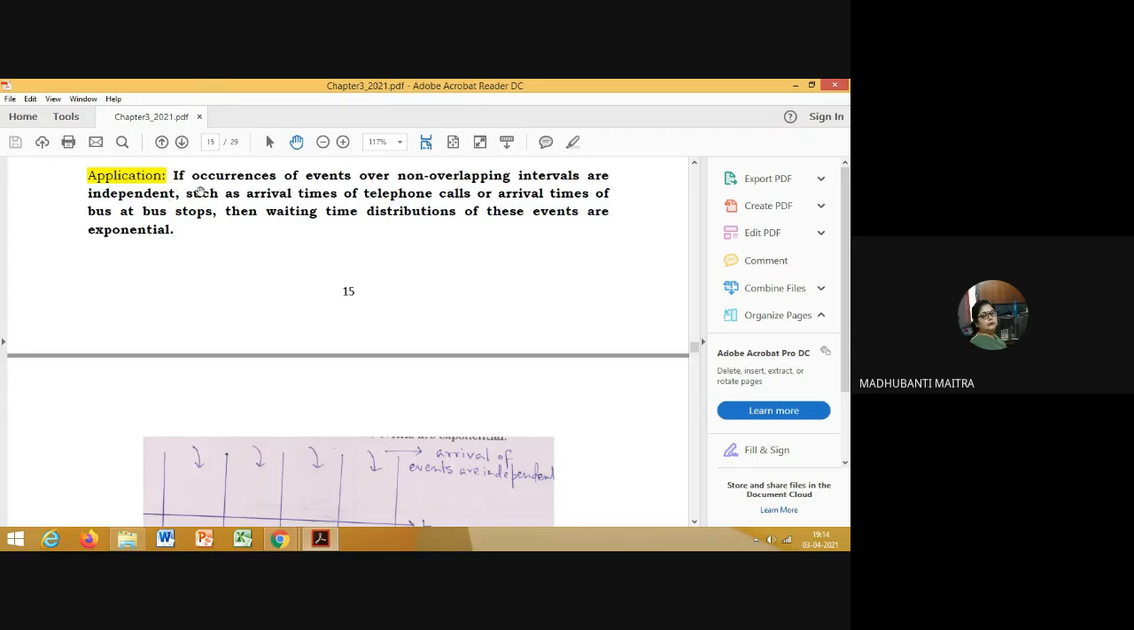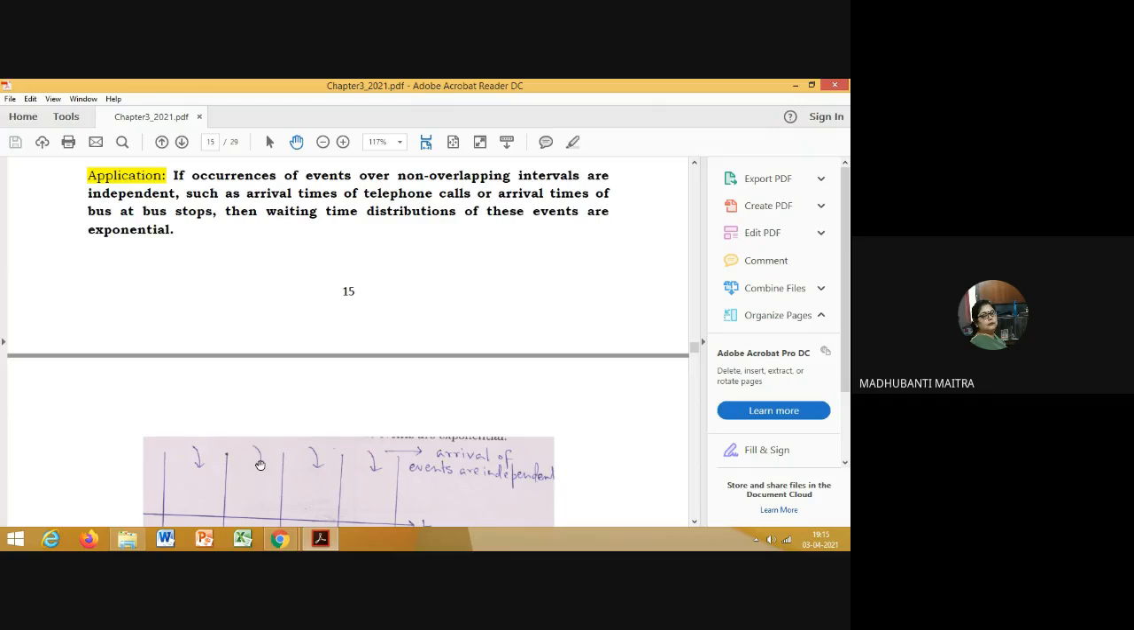If occurrences of events over non-overlapping intervals are independent, such as arrival times of telephone calls or arrival times of bus at bus stops, then waiting time distribution, how long I'll have to wait for a bus in this particular interval, right? So the waiting time distribution of these events are exponential. Already we have seen that. You see, in this case, the arrival of an event can be modeled with the help of Poisson distribution. Already we have started Poisson distributions.